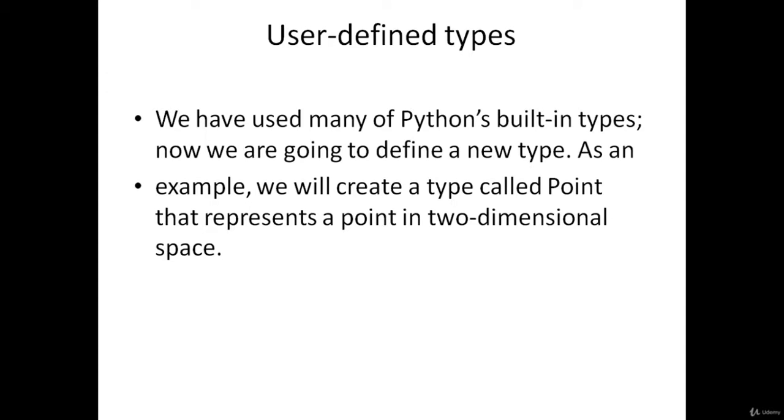In mathematical notation, points are often written in parentheses with a comma separating the coordinates. For example, (0, 0) represents the origin, and (x, y) represents the point x units to the right and y units up from the origin. There are several ways we might represent a point in Python.